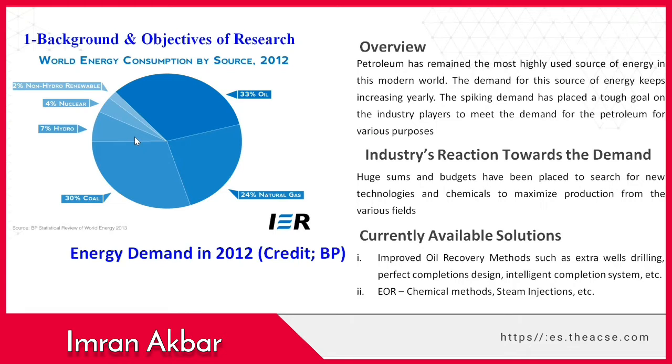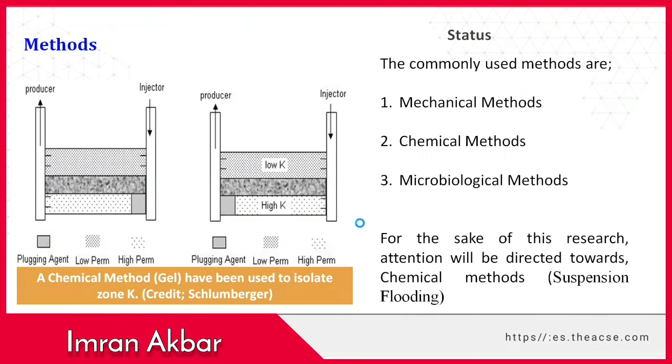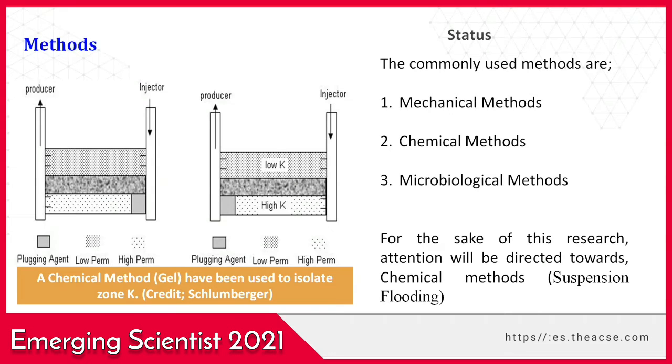On the left side, this is a general view of energy consumption in the world. The commonly used methods are: number one, mechanical methods, number two, chemical methods, and number three, microbiological methods. For the sake of this research, attention will be directed towards the chemical methods.